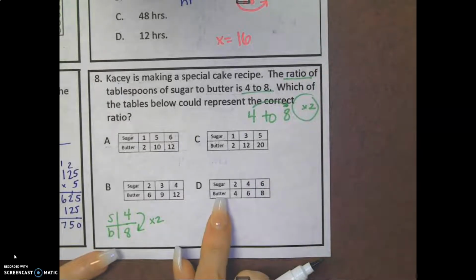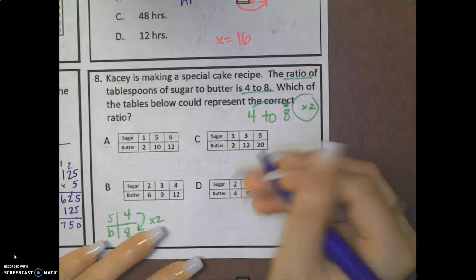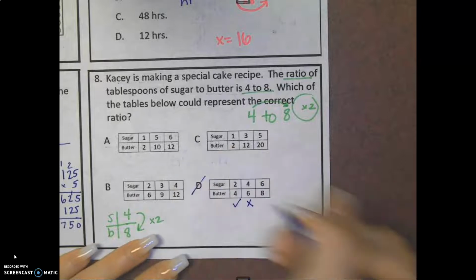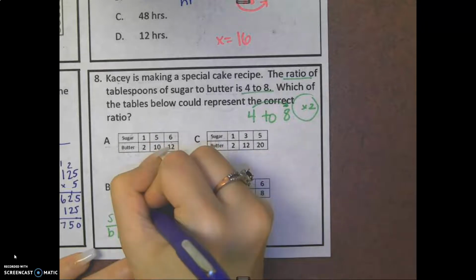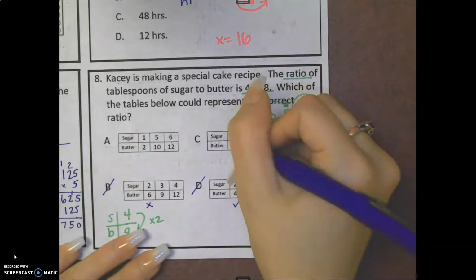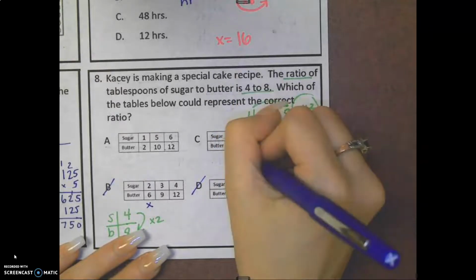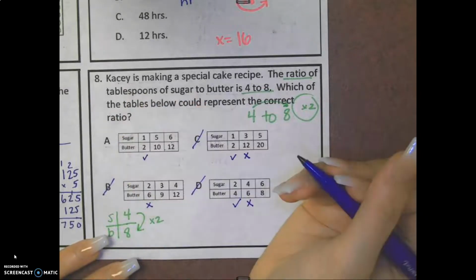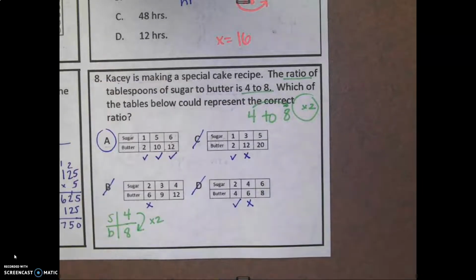So if I look at D, I'm going from sugar to butter. I have to multiply by 2 to get the butter. 2 times 2 is 4. Yes. 4 times 2 is 6. No, so it can't be D. B, 2 times 2 is 4. Nope, that's wrong. 1 times 2 is 2. Yes. 3 times 2 is 12. No. So then A, 1 times 2 is 2. Yes. 5 times 2 is 10. Yes. 6 times 2 is 12. Yes. So my answer would be A.